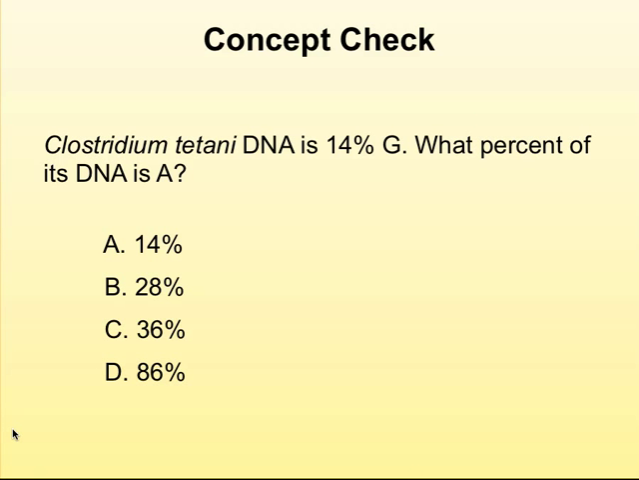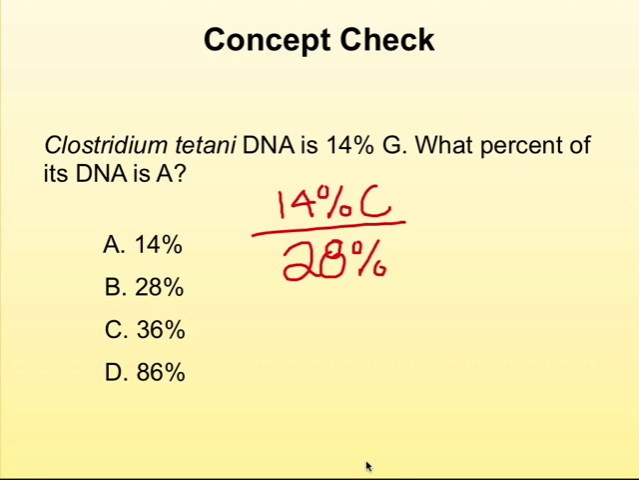In Clostridium tetani, DNA is 14% G. What percent of that DNA is A? Gosh, I love this kind of question. So, what do we know? If there's 14% G, and G's match with C's, then there must be 14% C also. When we add these two together, we've taken care of 28% being C's and G's, which means that we're left with 72% split between A and T.